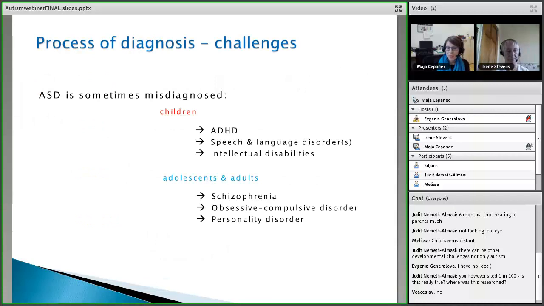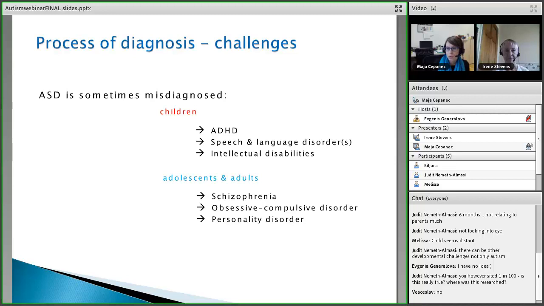And sometimes, since the whole process of diagnosis of autism is complex and it takes time, sometimes ASD is misdiagnosed. It often happens when you look just at the one aspect of a child and not the whole picture, like if you were looking just at how they behave or what their language is like or how they pay attention and so on.